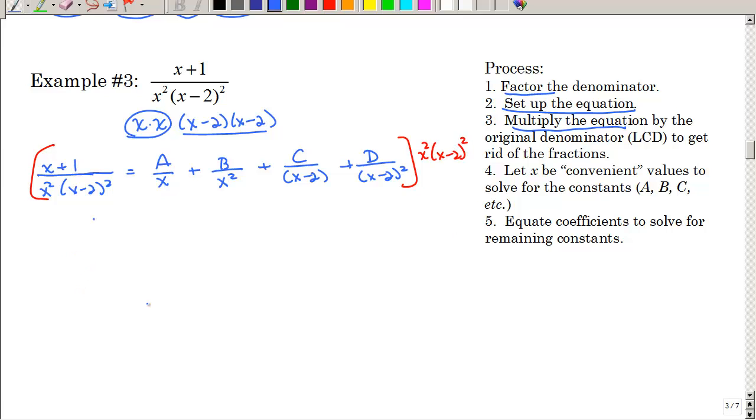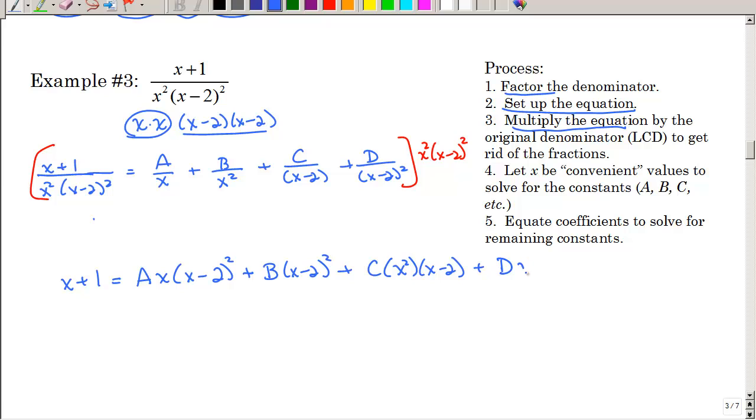Right, so when we cancel it out, we're going to have that left-hand side as x + 1. Then A, one of the x's cancels, but one of them stays. Those x squares cancel, but it leaves me (x - 2) squared. C, I'm going to have x squared times just 1, x - 2, and then D times x squared. I know that's ugly, but just hold on. What do we do next?